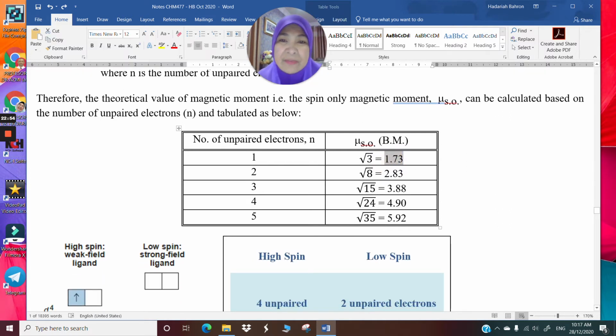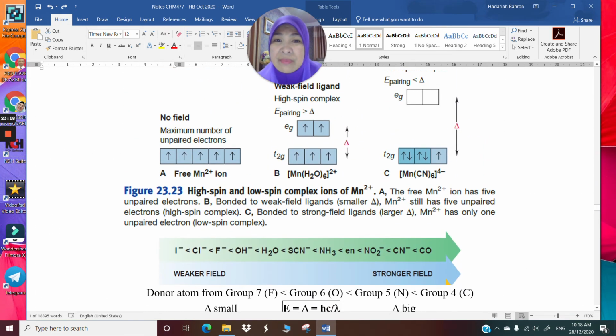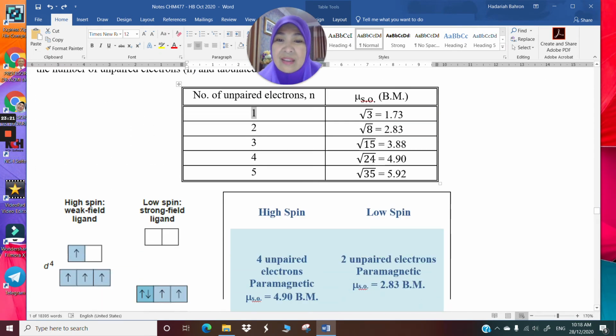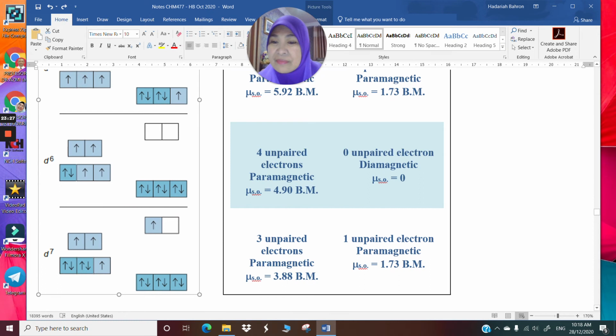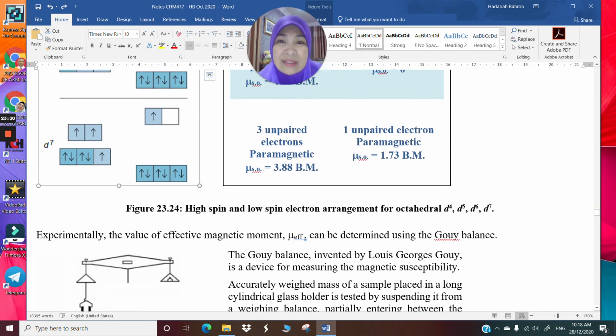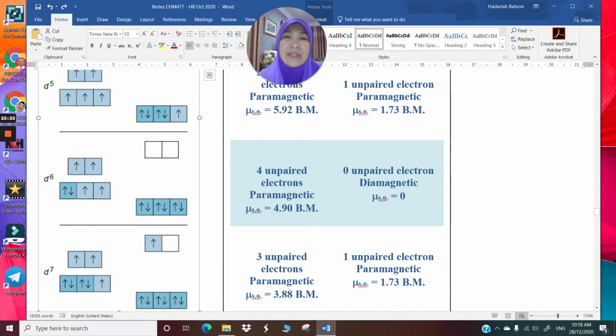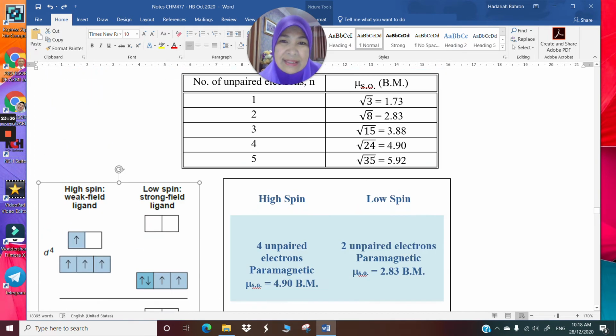So when you measure the magnetic susceptibility of a compound and you get a value around 1.73, then you can safely deduce that that species has one unpaired electron. And one unpaired electron give you the possibility of either D9 or D1. Yeah, we will use that to do some exercises later.